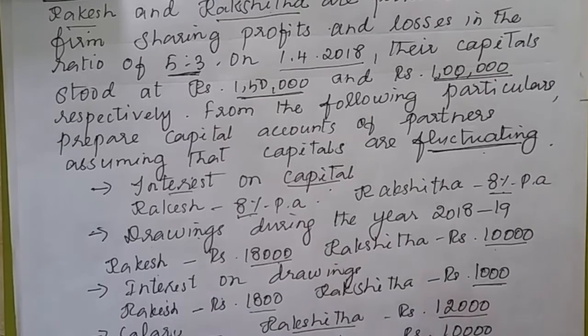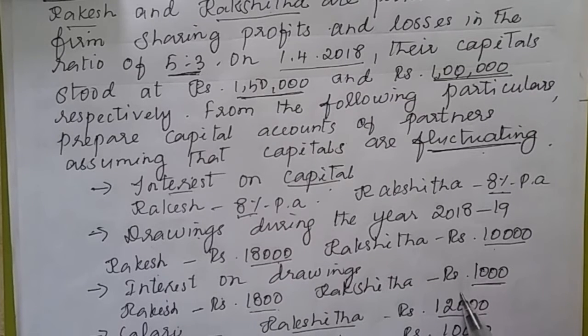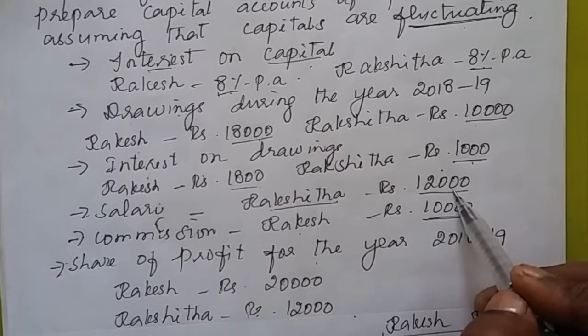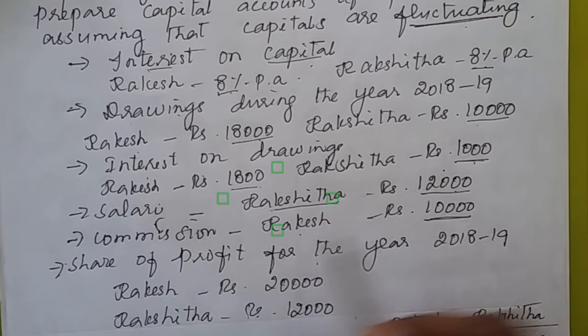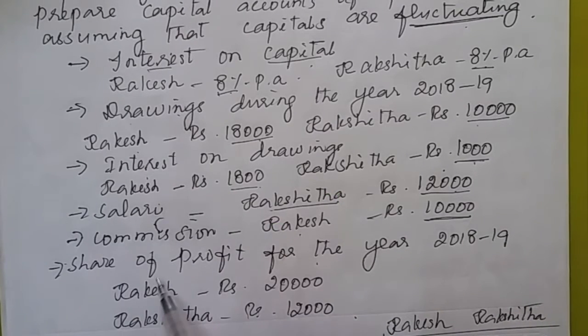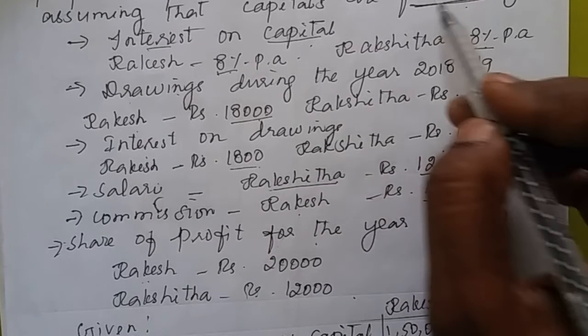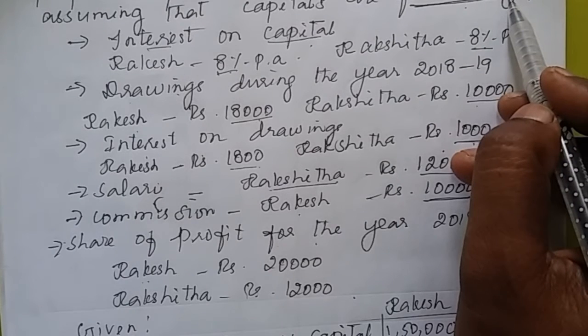Interest on drawings: Rakesh's interest on drawing is 1,800. Rakshita's interest on drawing is 1,000. Salary is given only for Rakshita. How much is it? 12,000. Commission for Rakesh is how much? 10,000. Share of profit is calculated in P&L appropriation and directly given, so we didn't calculate. We need not prepare the profit and loss appropriation account. We are going to do only the partners' capital account.